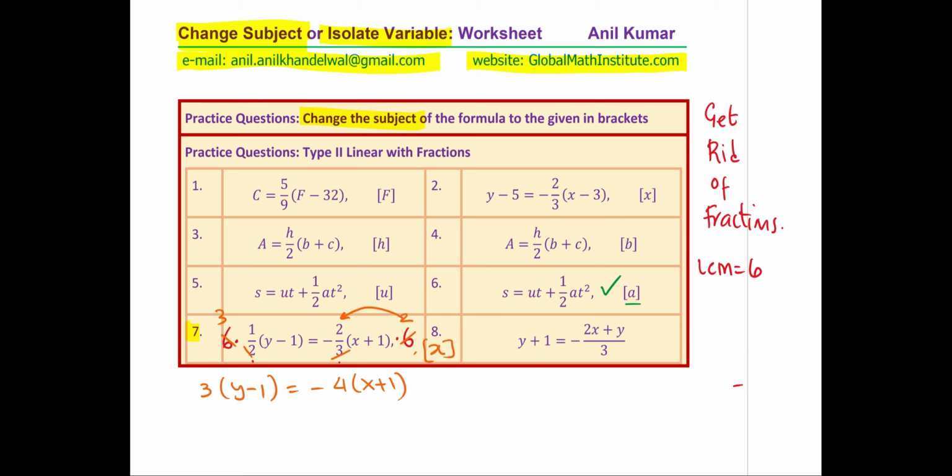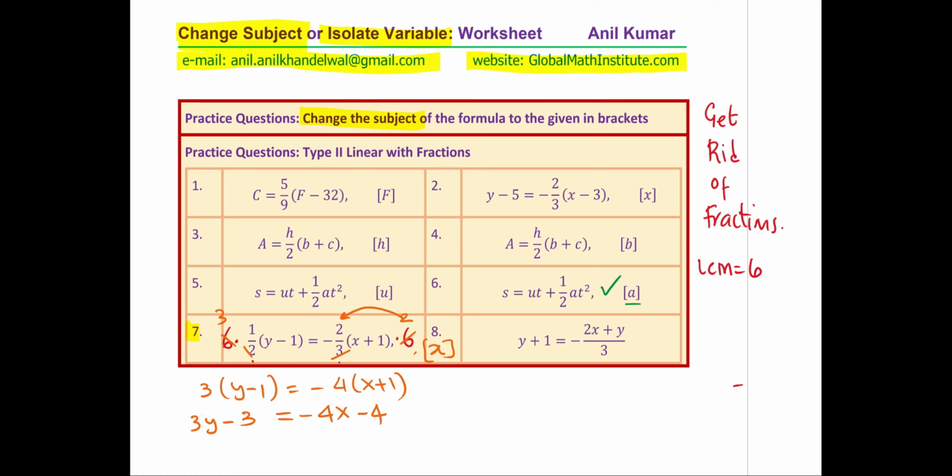Let me write x in the brackets. Let's open the brackets now. Really speaking, you need to open and simplify. So we have 3y minus 3. That is the distributive property. When you open this, you get minus 4x minus 4.